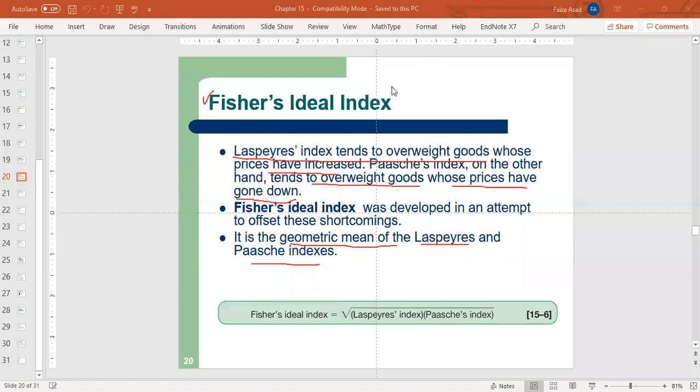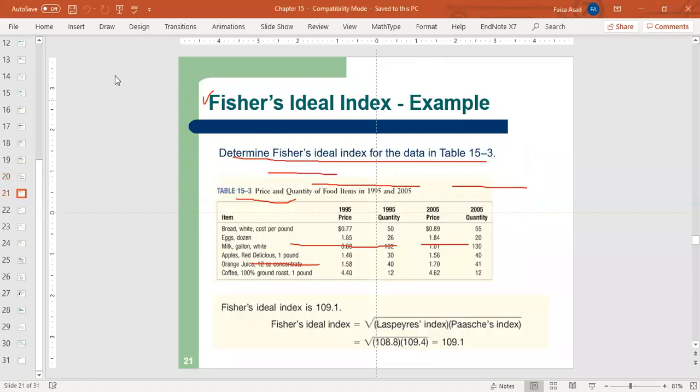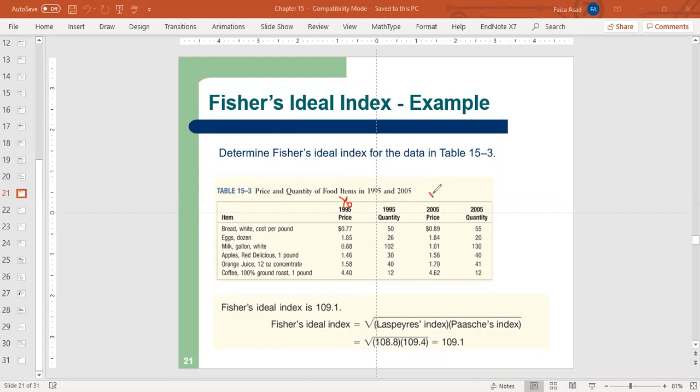Moving further, here we have the data for Fisher Ideal Index. Determine the Fisher Ideal Index for this data. Prices and quantities for food items in 1995 and 2005 are given. So 1995 is basically the base year, we can say Y naught, and these prices are given for the current year.